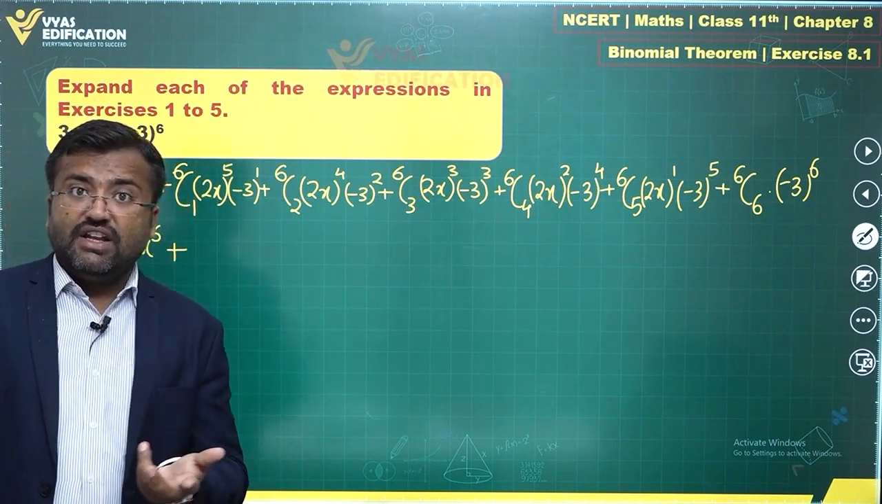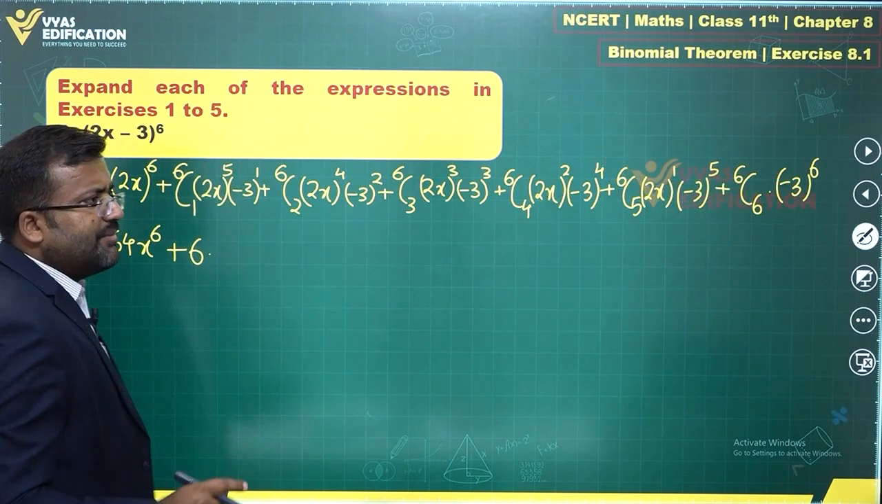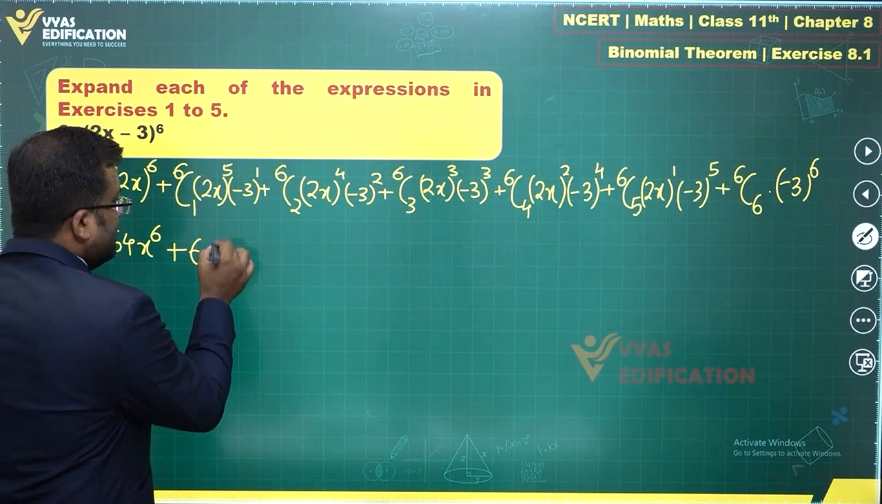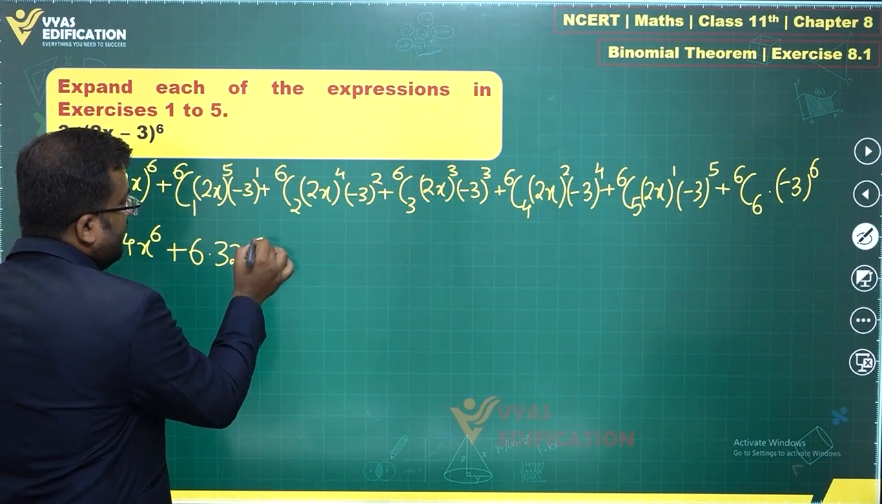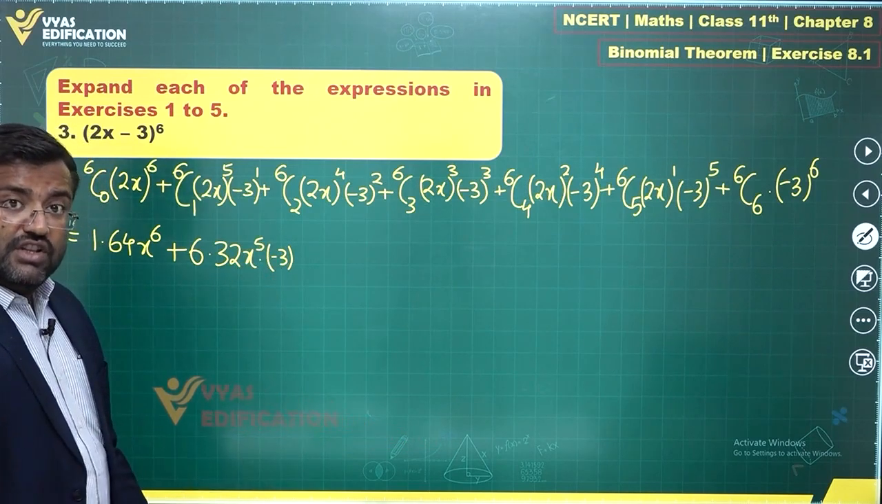6C1. nC1 is n, so 6C1 is 6, times (2x)^5. That is 2^5 times x^5. What is 2^5? This is 32x^5. This is minus 3 over here, that's in the product once again.